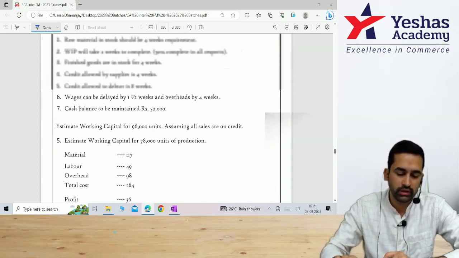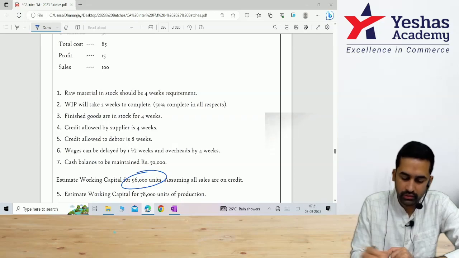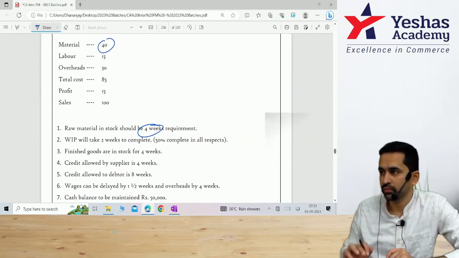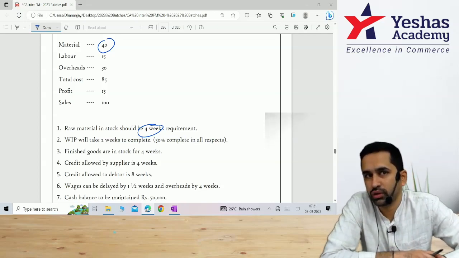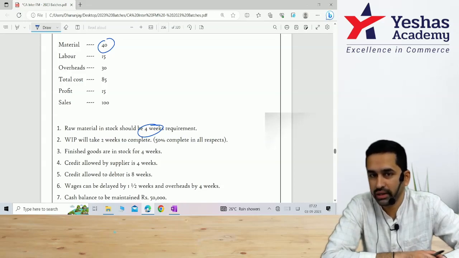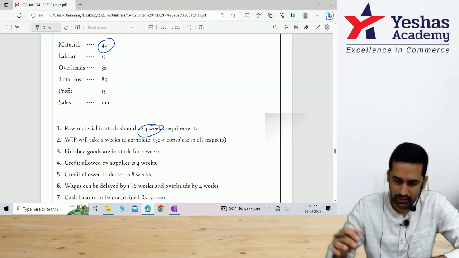Now go to the solution of question number 4. We took 96,000 into 40 rupee, correct? And then we did into 4 by 52. Now 96,000 into 40, when you do, this is the raw material that you're going to consume for the whole year. And that into 4 by 52 is the raw material that you're going to keep with you.